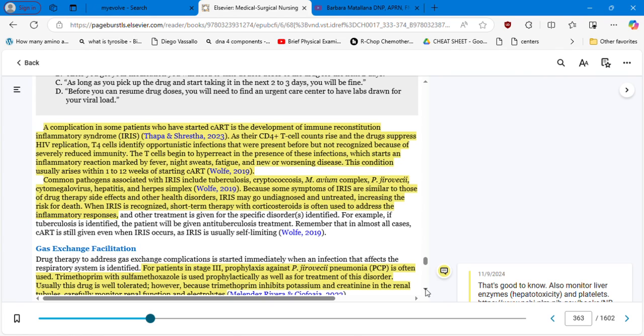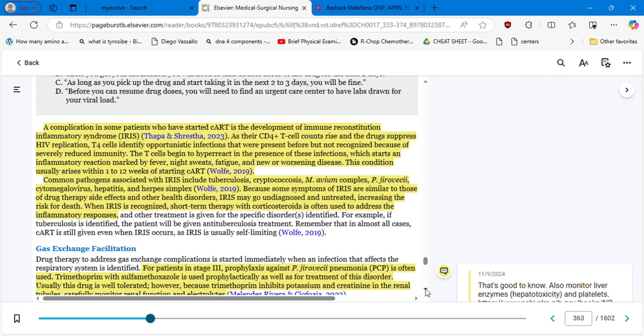Common pathogens associated with IRIS include tuberculosis, that was unnoticed, right? Cryptococcosis, Mycobacterium avium complex, Pneumocystis jirovecii pneumonia, cytomegalovirus, hepatitis, and herpes simplex. Because some symptoms of IRIS are similar to those of drug therapy side effects and other health disorders, IRIS may go undiagnosed and untreated, increasing the risk for death. Wow. When IRIS is recognized, short-term therapy with corticosteroids is often used to address the inflammatory responses.